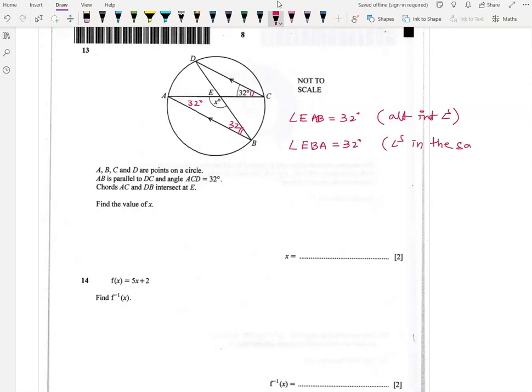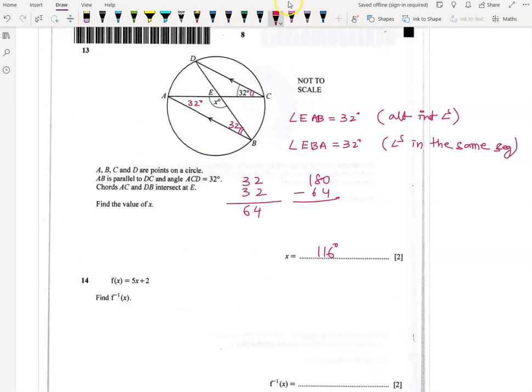So now in triangle AEB, we know two angles, we need to find the value of x. So it is pretty easy. Add both the angles and subtract it from 180. So 180 minus 64 will give you 116. So the value of x is 116 degrees.